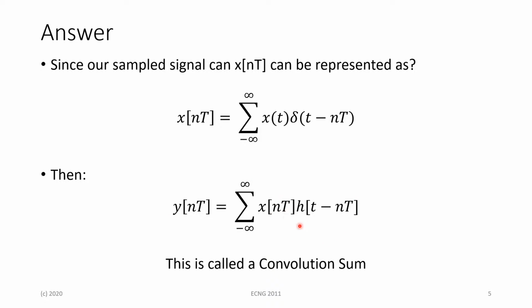just be x of nT multiplied by h of t minus nT accordingly. And this is what formulates what we refer to as the convolution sum. The convolution sum is important for how we go back into forming the convolution integral, which we'll be using to evaluate convolution in particular.